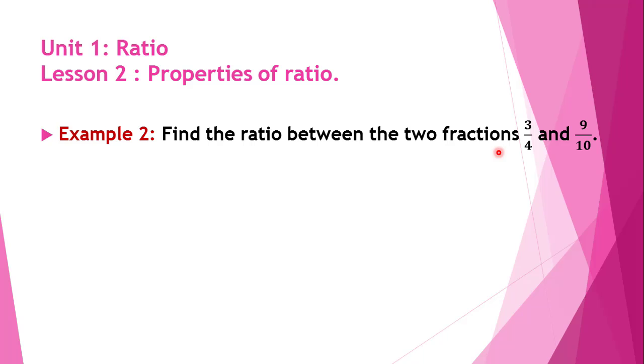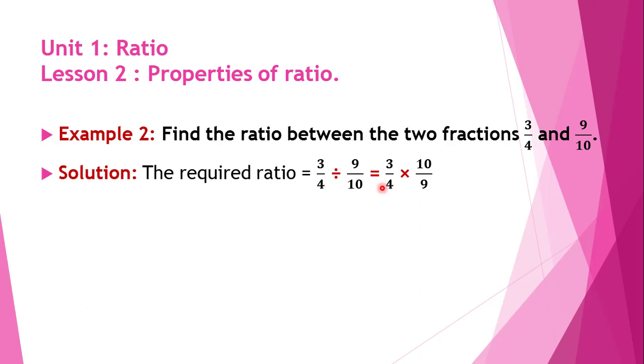Find the ratio between the two fractions, 3 over 4 and 9 over 10. The ratio means comparing using division. So I can divide 3 over 4 by 9 over 10. As we studied before in primary 5, to divide two fractions, put the first fraction as it is, 3 over 4, then change the division sign to a multiplication sign and use the reciprocal of the second fraction, 10 over 9. So 9 over 10 will become 10 over 9.